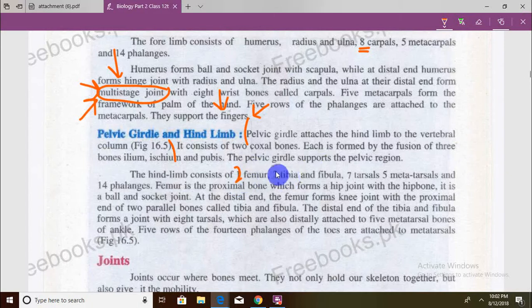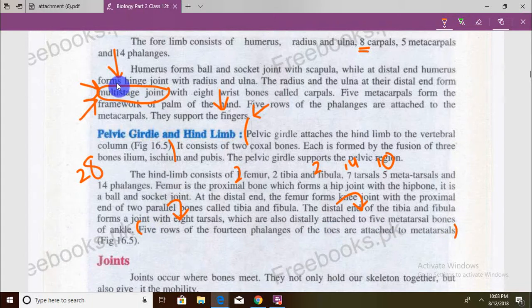2 femur, 2 tibia, 2 fibula, 14 tarsals, 10 metatarsals, 28 phalanges. Femur's proximal bone forms hip joint with the hip bone. It is called the ball and socket. Distal end forms knee joint with the proximal end of 2 parallel bones called the tibia and the fibula. And they form a joint with tarsals, which are distally attached to 5 metatarsals. 5 rows of phalanges of the toes are attached to metatarsals.